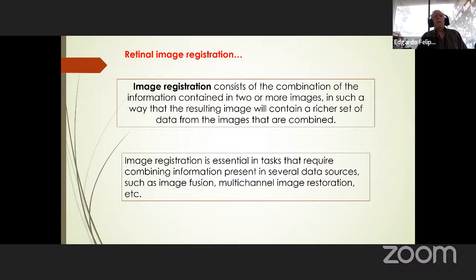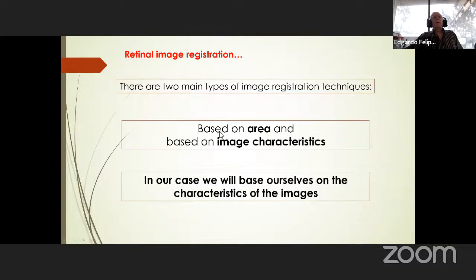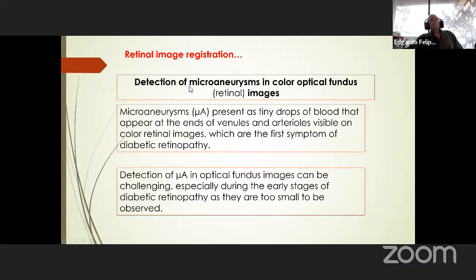Image registration is essentially a task that requires combining information present in several data sources, such as image fusion, multi-channel image restoration, and so on. There are two main types of image registration techniques, based on area and based on image characteristics. In our case, we will base ourselves on the characteristics of the images. This paper was created for the detection of microaneurysms in color optical fundus images.